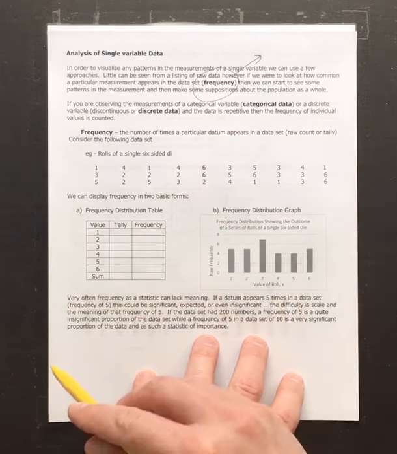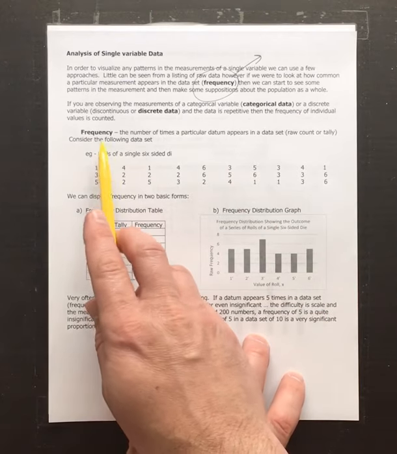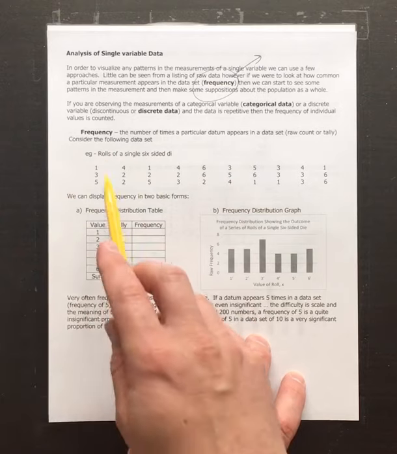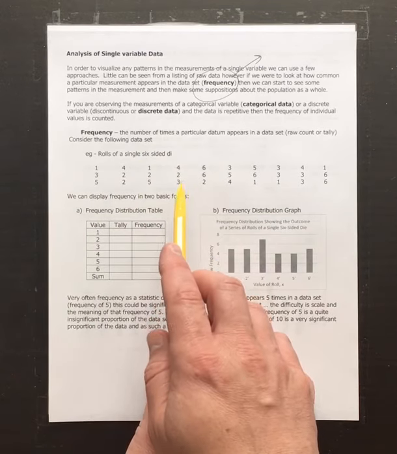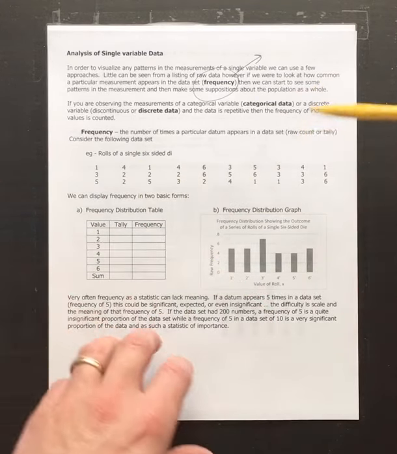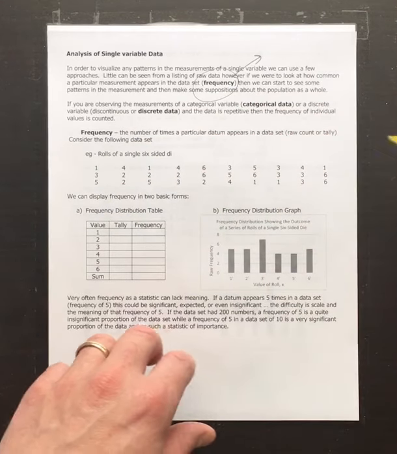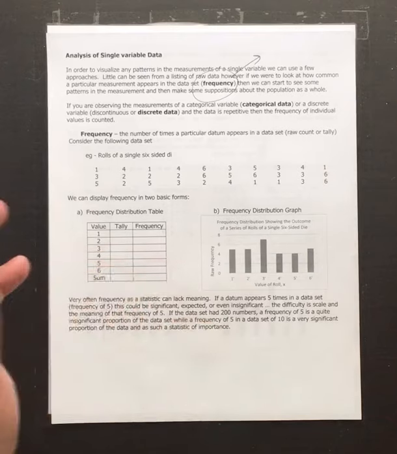So if you look at this as an example, frequency is the number of times a particular datum appears in a data set. That's the frequency. So this is an example. We roll a single 6-sided die and we record it. In this case, we roll it 30 times. So 30 rolls of the die.